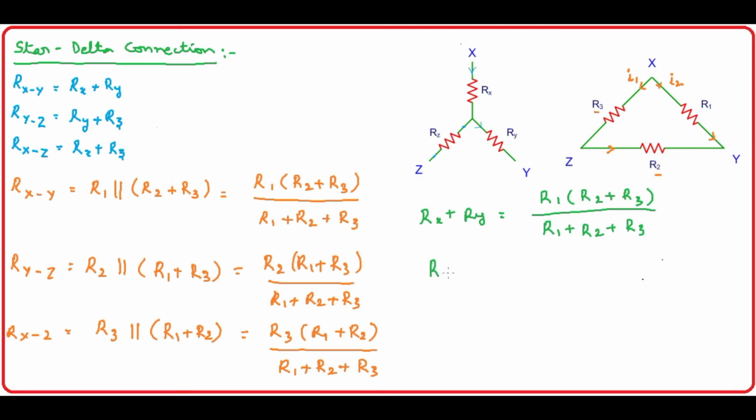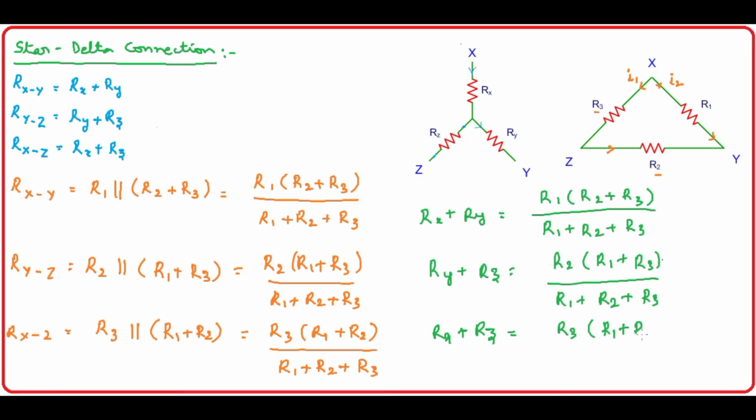Similarly, Ry plus Rz is equal to R2 into (R1 plus R3) divided by R1 plus R2 plus R3. Similarly, Rx plus Rz is equal to R3 into (R1 plus R2), divided by R1 plus R2 plus R3.